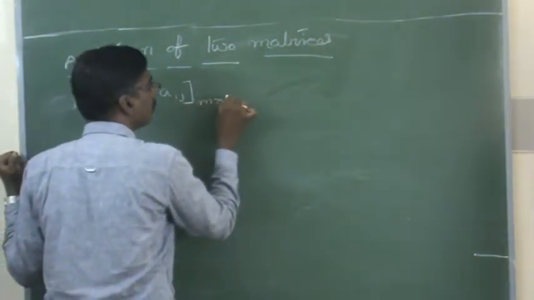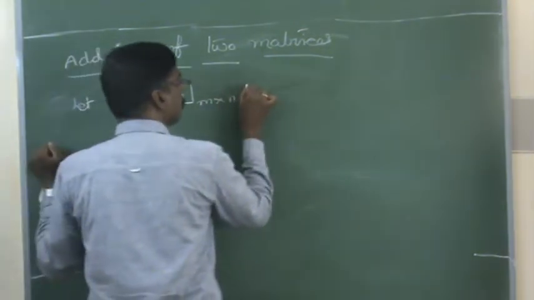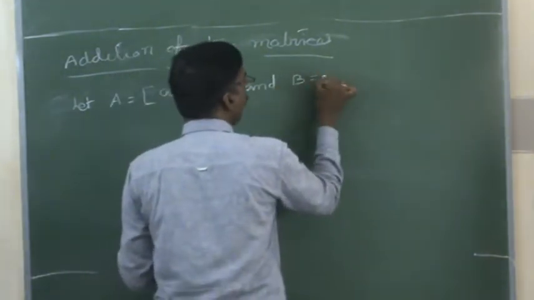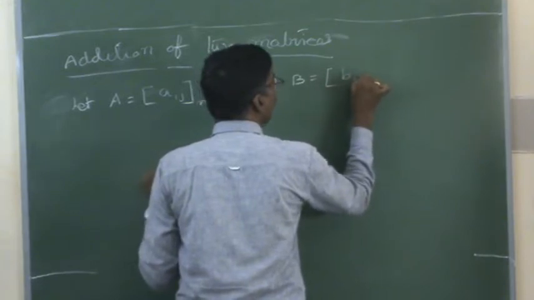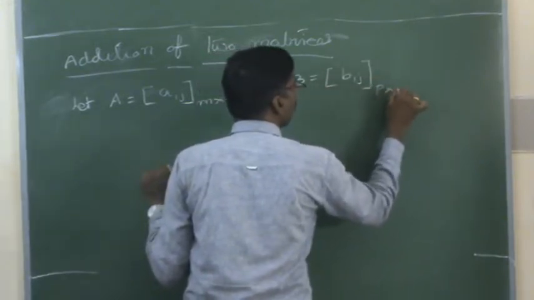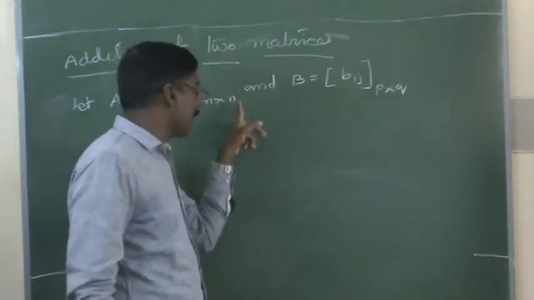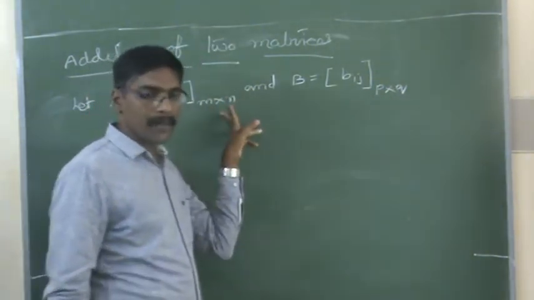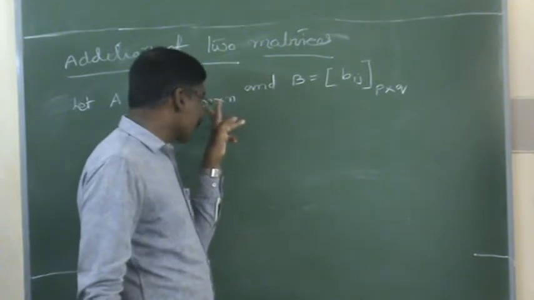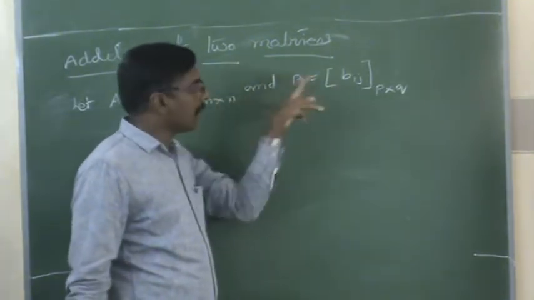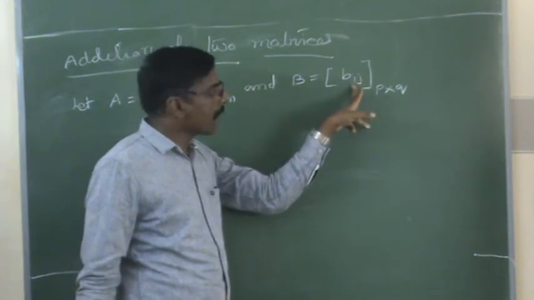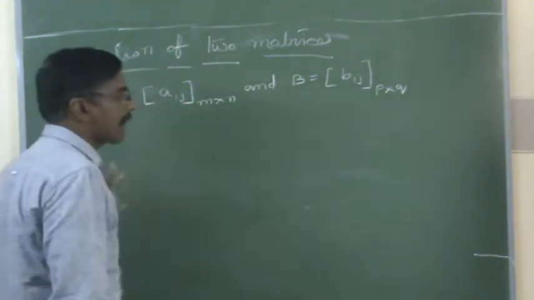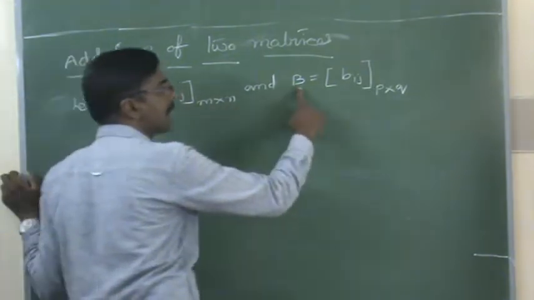Of order m cross n, and we need one more matrix, capital B, B ij, of order P by Q. This order is m by n, this order is P by Q. As already discussed in previous classes, m by n means number of rows are m, number of columns are n. In matrix B, number of rows are P, number of columns are Q. That's very, very important. So A is one matrix and B is another matrix.